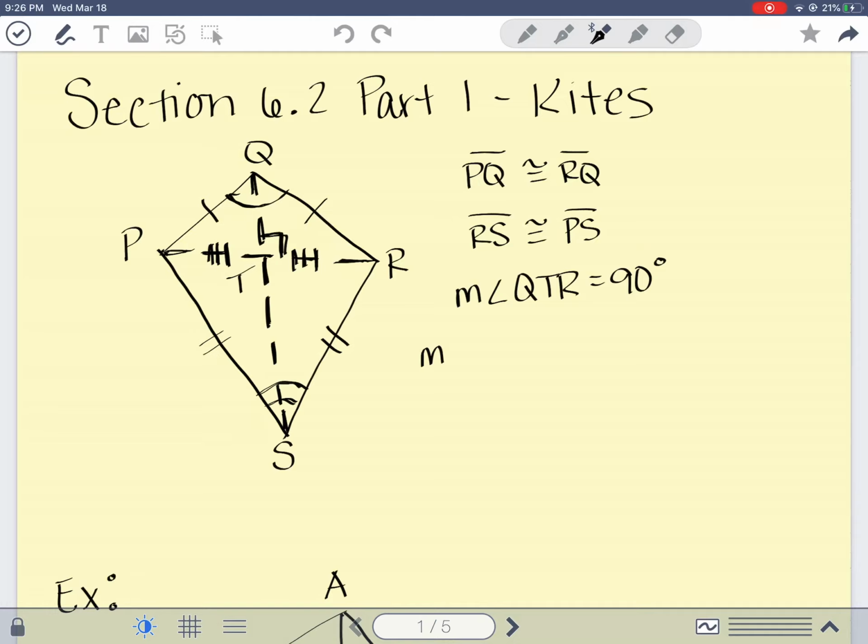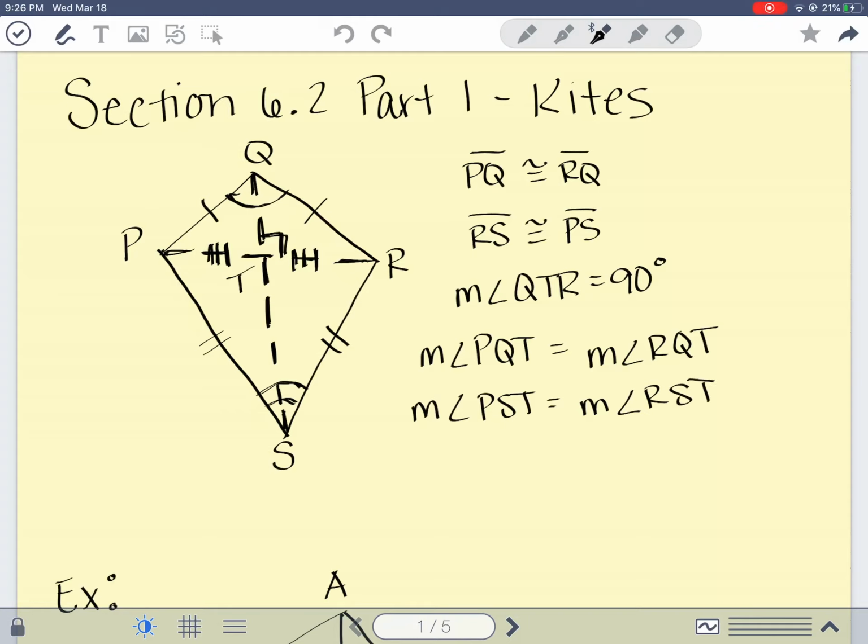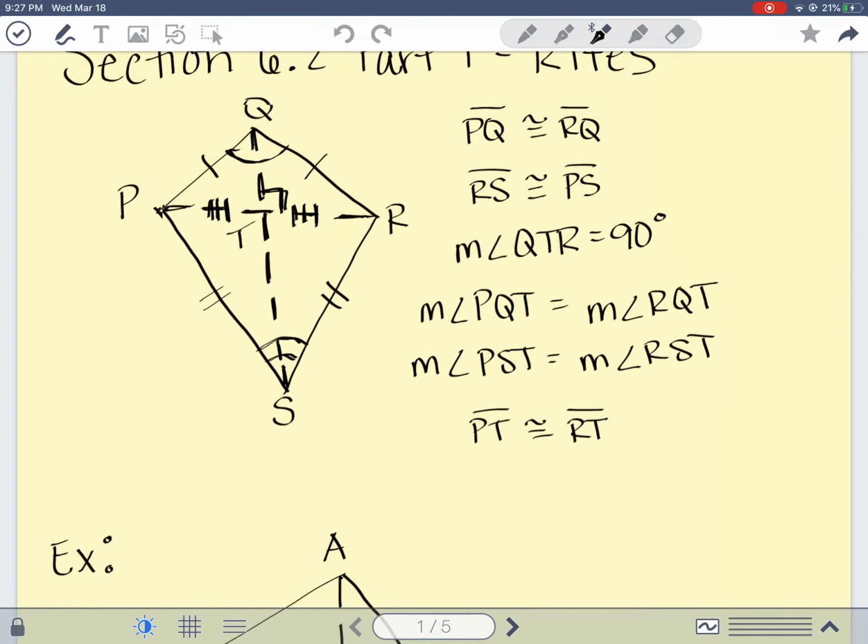The measure of angle PQT is equal to the measure of angle RQT. The measure of angle PST is equal to the measure of angle RST. And then segment PT is congruent to segment RT. It's a lot of different things that go into a kite, but we are going to do several examples.